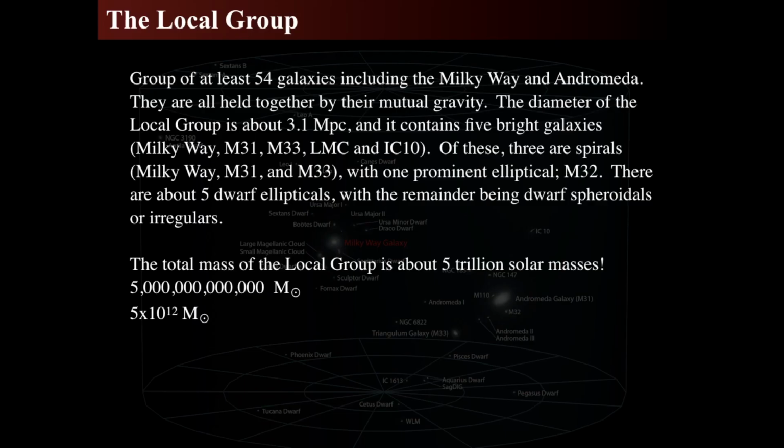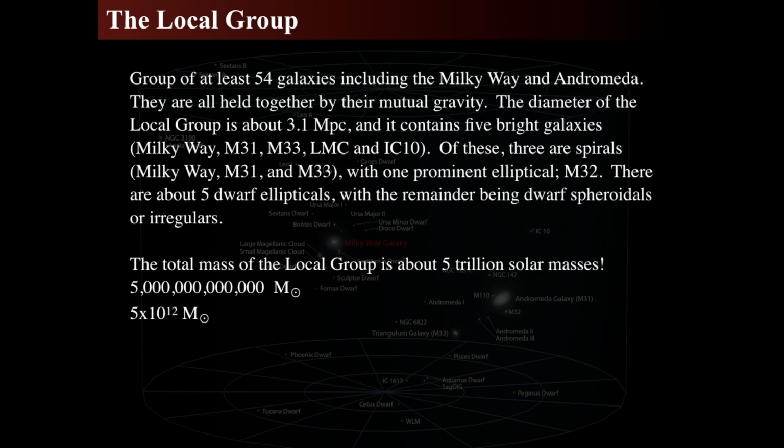All right, so the first most obvious group that we know about is called the Local Group. The Local Group is about 54 or so galaxies, comprised of the Milky Way and Andromeda. It's our little local neighborhood in the universe. Now the Milky Way and Andromeda are of course falling towards each other, so they're all bound by gravity. The diameter of the Local Group is about 3 or 4 megaparsecs, and it contains about 5 or so bright galaxies, with 3 spirals, and one big elliptical orbiting M31, which is M32.